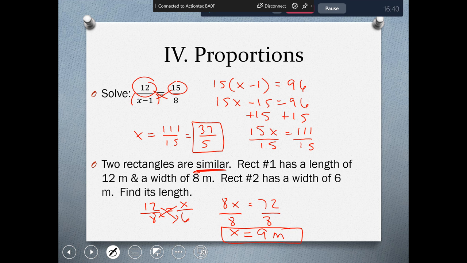So when it comes to proportions, the only thing you're adding on to it is cross multiplying first.